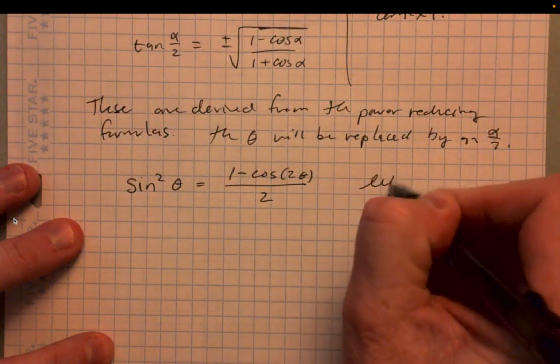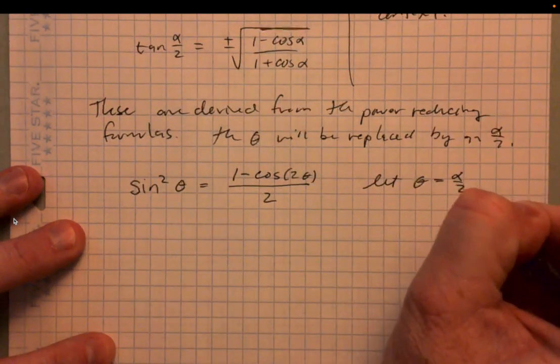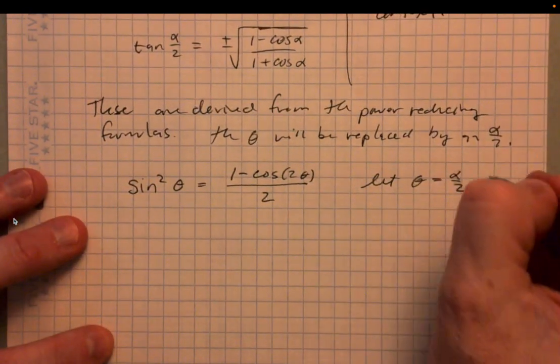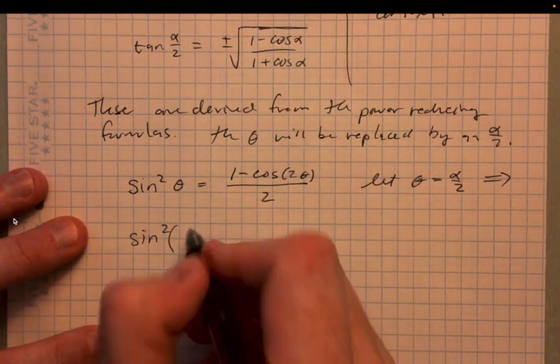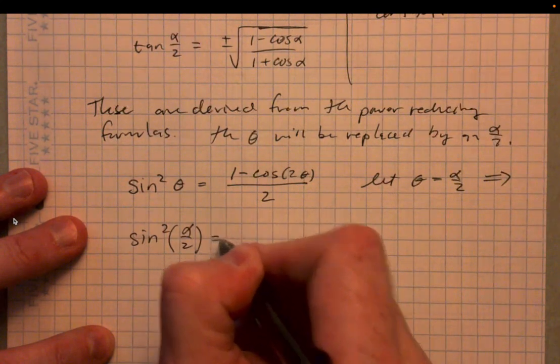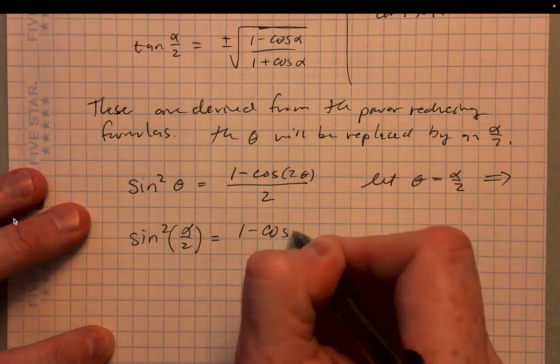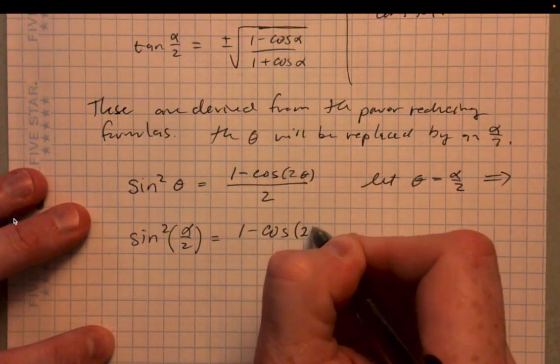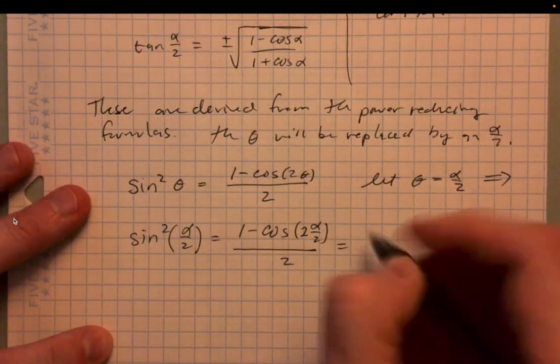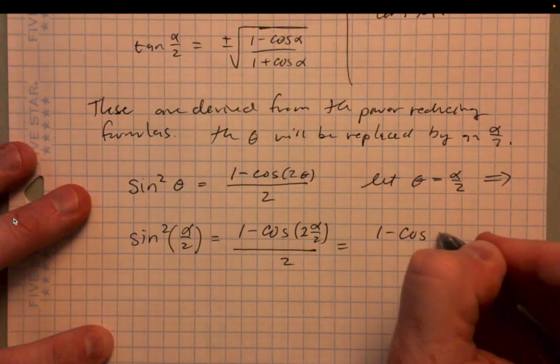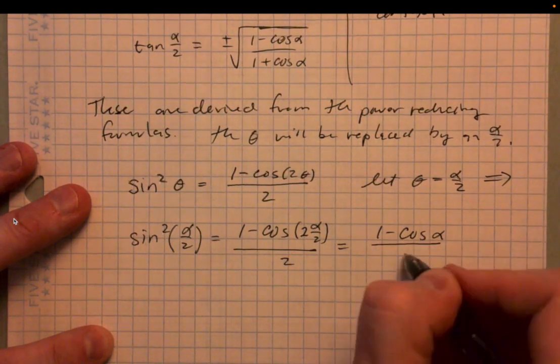And what we do is we let theta equal alpha over 2. Okay, so then what do we have? This becomes sine squared of alpha over 2 equals (1 minus cos of twice alpha over 2) over 2, which of course is (1 minus cos alpha) over 2.